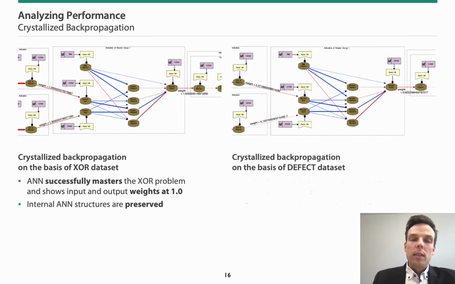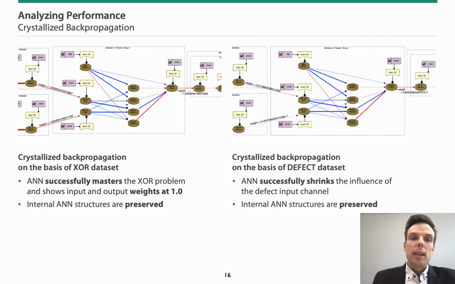Facing this ANN with the defect dataset, we can see again that it successfully shrinks the influence of the second input channel, while internal ANN structures are preserved.